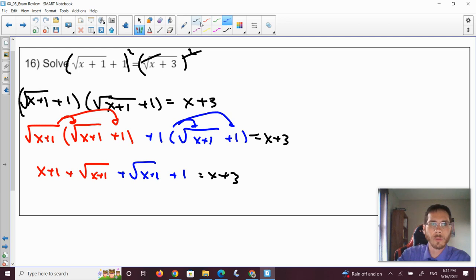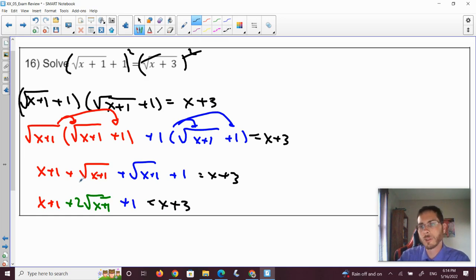Almost. So what I want to note before I fully combine all the like terms is we've got x plus 1 plus 2 radical x plus 1 plus 1 equals x plus 3. So if we remember the trick, it's just going to be this first one squared plus 2ab, so 2 square root of x plus 1 times 1 is this middle term, and then the end term squared would be plus 1. So if you remember the trick, you don't have to do any of this stuff. You just jump right to here.